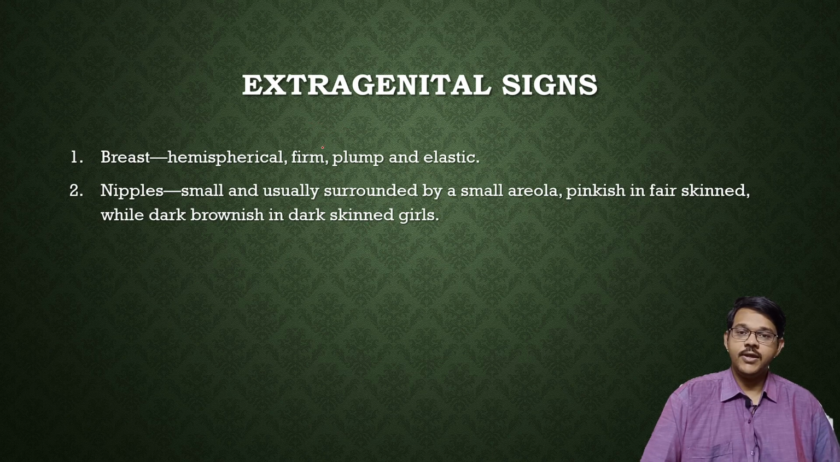Extragenital signs in a virgin are mainly seen in comparison to a woman who has been pregnant. Only in pregnant cases can these changes be appreciated. In a virgin, the breast is hemispherical, firm, plump and elastic, but after she has experienced sexual intercourse and has a delivery, it loses its elasticity. Nipples are usually small and surrounded by a small areola, pinkish in fair skin and dark brownish in dark-skinned girls. But if pregnancy has occurred, they increase in size and color changes are seen.